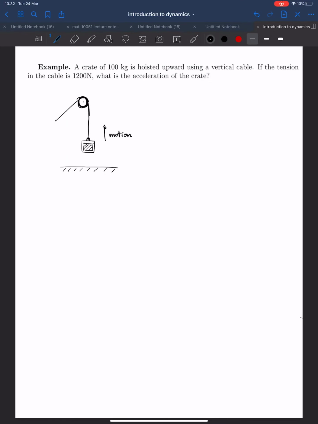Now, in this example, what we need to do is analyse the motion of an object which is being hoisted up into the air. So this crate, in effect. And what we're required to do is just quote what the acceleration is of the crate.